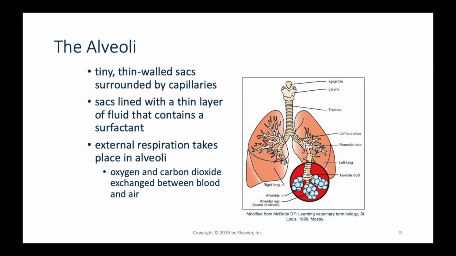The alveoli are tiny, thin-walled little sacs that are surrounded by capillaries. The sacs are lined with a thin layer of fluid that contains a surfactant, and it's the surfactant that keeps these little alveoli open, so it keeps them inflated, essentially, with this fluid. Keeps them taut, otherwise they would be collapsed. External respiration takes place in the alveoli, and the oxygen and carbon dioxide are then exchanged between the blood and the air. Internal respiration we'll talk about a little bit later on. We're talking about internally exchanging CO2 for oxygen throughout all the tissues in the body and all the cells.